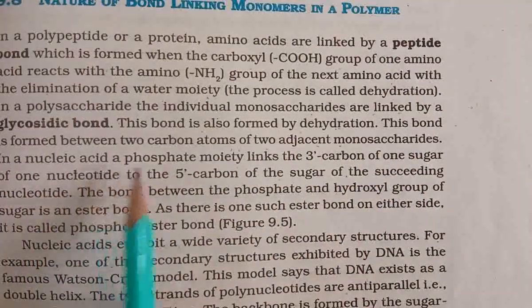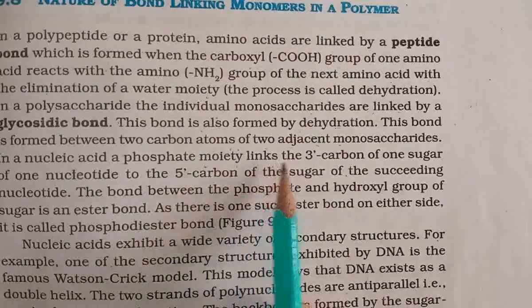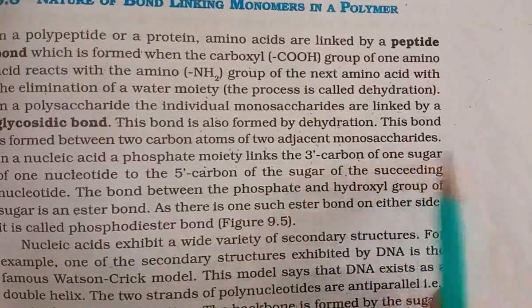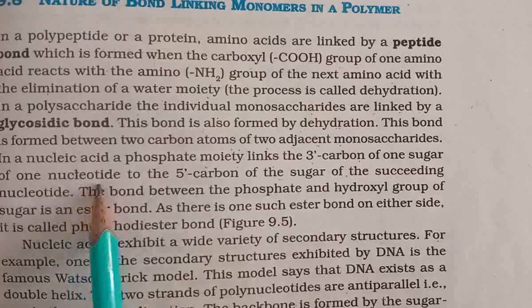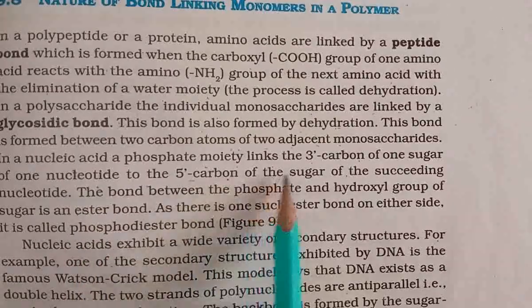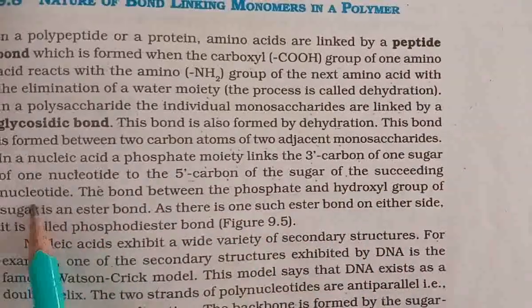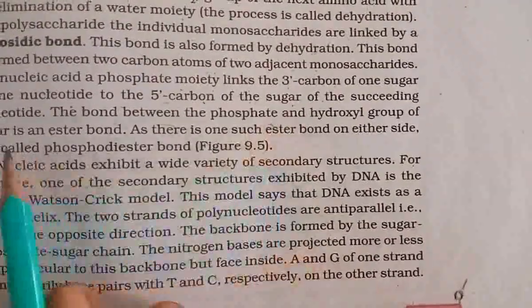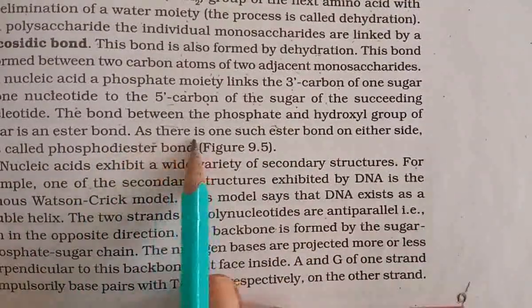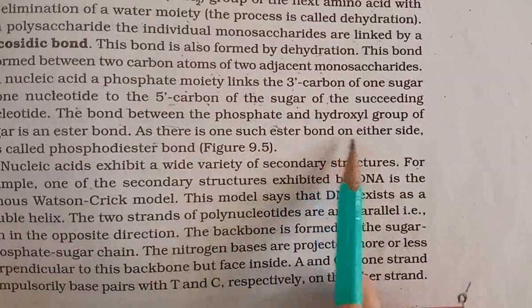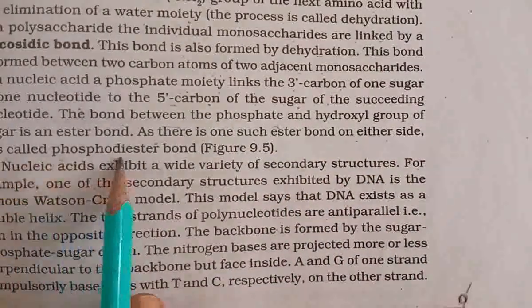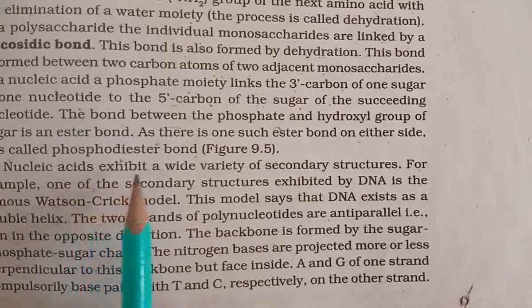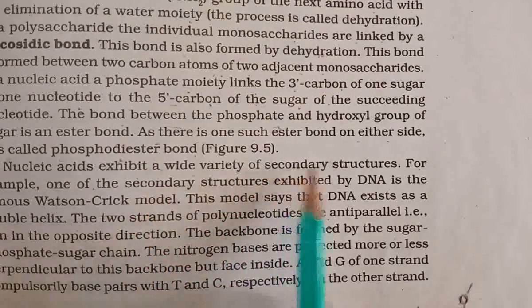In the nucleic acid, a phosphate moiety links the 3' carbon of the sugar of one nucleotide to the 5' carbon of the sugar of the succeeding nucleotide. The bond between the phosphate and the hydroxyl group of the sugar is an ester bond, and there is one such ester bond on either side. It is called phosphodiester bond. Nucleic acids exhibit a wide variety of secondary structures.